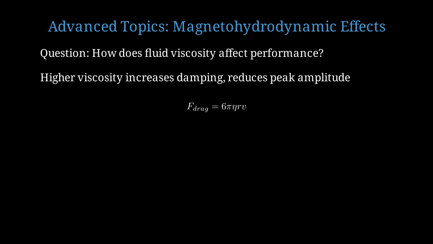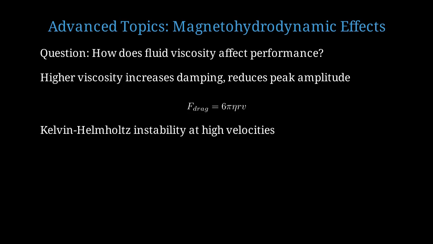The drag force on a spherical droplet follows Stokes' law. F drag equals 6 pi times eta times r times v, where eta is dynamic viscosity, r is droplet radius, and v is velocity. At high velocities, Kelvin-Helmholtz instability can occur at the ferrofluid carrier fluid interface, causing droplet breakup and performance degradation. Surface tension plays a crucial role in maintaining droplet integrity. The balance between magnetic forces and surface tension determines droplet shape and behavior.